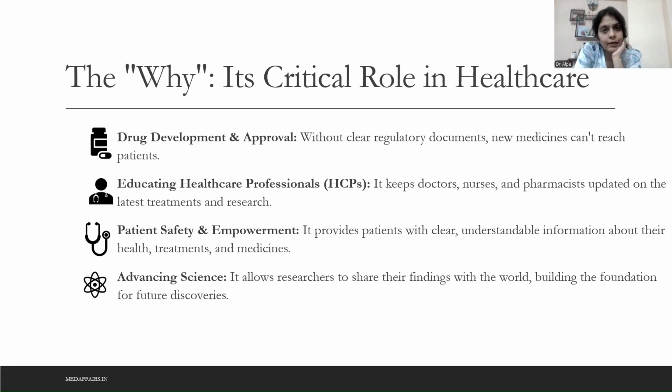Let's now come to the why. Why do we need medical writing? What role does medical writing have in healthcare? Its use cases would be: one, in drug development and approval, the researchers need regulatory documents. Two, the practitioners, the clinicians need this data in the form of CMEs, in the form of CPDs. Then we need to have patient leaflets, wherein patient education documents, even they fall under the umbrella of medical writing.